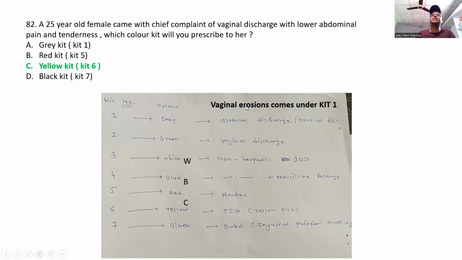Now, see, if the question says there is a vaginal erosion, what are you going to mark? Please mark the answer as kit 1 only, because vaginal erosions also come in kit 1 only. Vaginal discharge only is seen in kit 2. Please remember this one. You have to remember 3, 4, 5, 6 as WBC. W means white, B means blue, C means congestion, means red only. Okay, got it?